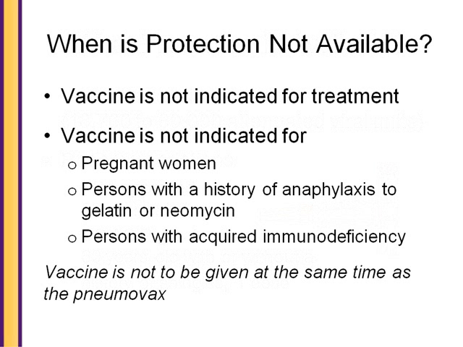There are times that the vaccine is not indicated, and the first one there on the slide is that when you have the disease, at any point in which you have an active case of shingles, the vaccine is not effective. And it is also not recommended for pregnant women because it can cause damage in the fetus. It's not recommended for people who have a definite history of anaphylaxis to gelatin or neomycin, because those are both things that are involved in the development of the vaccine. And it's not recommended for people who have acquired immunodeficiency.